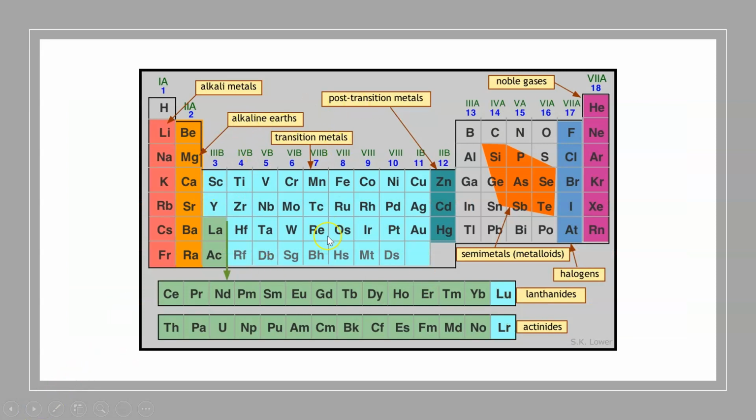It's just showing the different types of elements on the periodic table, the different groupings. So you've got your alkali metals, your alkaline earth, your transition metals in the middle. Post-transition, don't worry too much about them. We've got our semi-metals, we've got our noble gases, extremely unreactive at the end there. Our halogens, a little less unreactive.